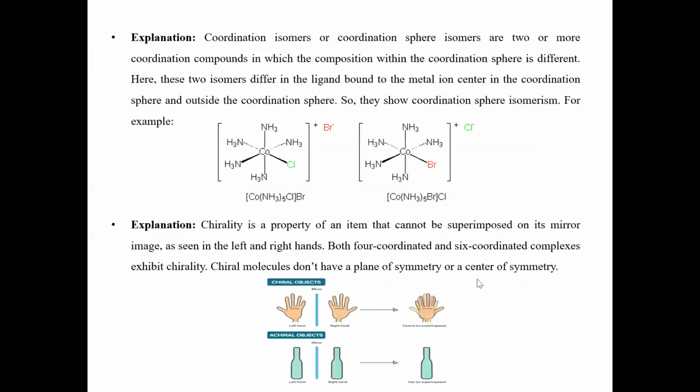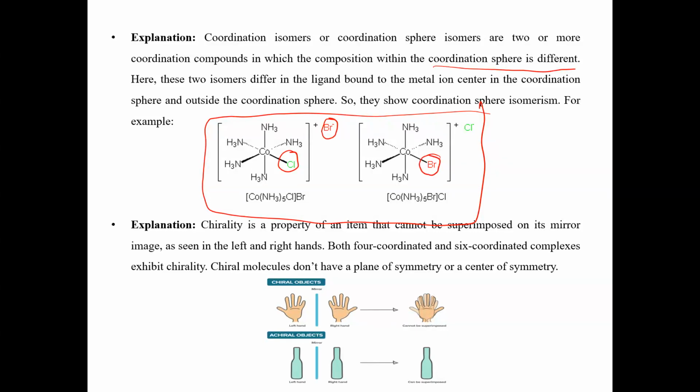So moving on to the discussions. Coordination isomers, or coordination sphere isomers, are two or more coordination compounds in which the composition within the coordination sphere is different. I have taken this complex as an example. Here, bromide ion is outside the coordination sphere and chloride is inside it. But in the other complex, bromide is in the coordination sphere and chloride is outside. So these two complexes show coordination sphere isomerism.